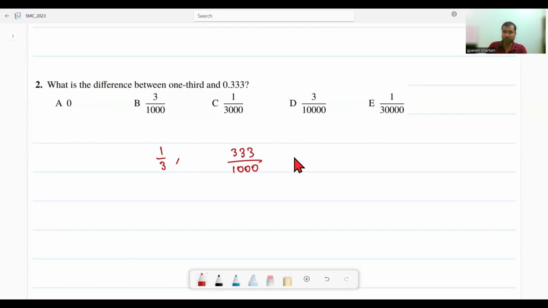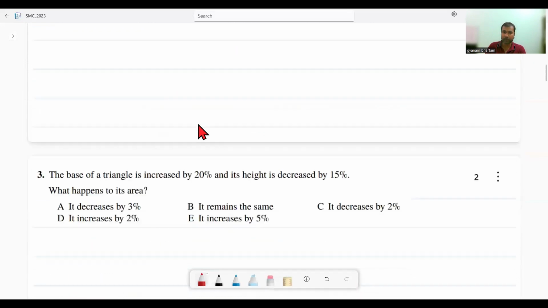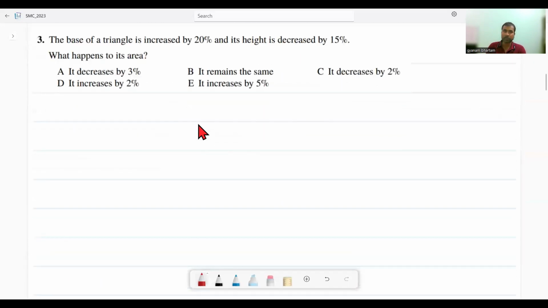Now what we can do is multiply by 3 on both sides, and 1000 with this one. So 1000 divided by 3000. We are making it like terms. And if you multiply with 3, we have 999, and this will become 3000 again. And the difference you can observe should be 1 over 3000. Simple.